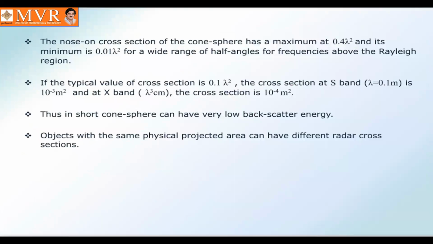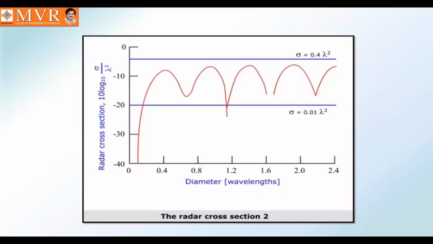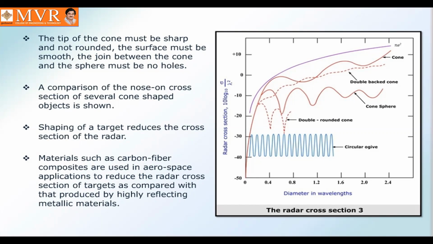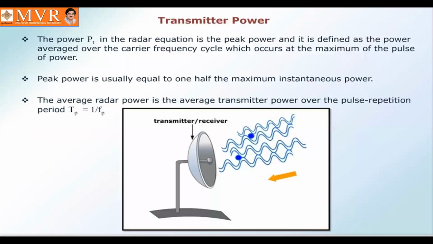Now see, this is the radar cross section with respect to the diameter in wavelengths. We have different types of wavelengths, and the radar cross section varies along with this. This is the graph drawn between the diameter in wavelengths and the radar cross section of the different target shapes.